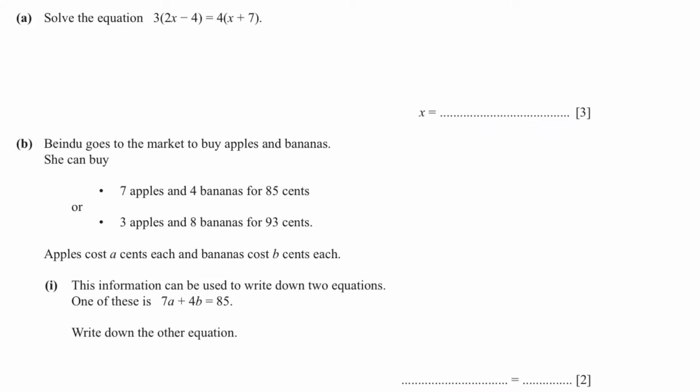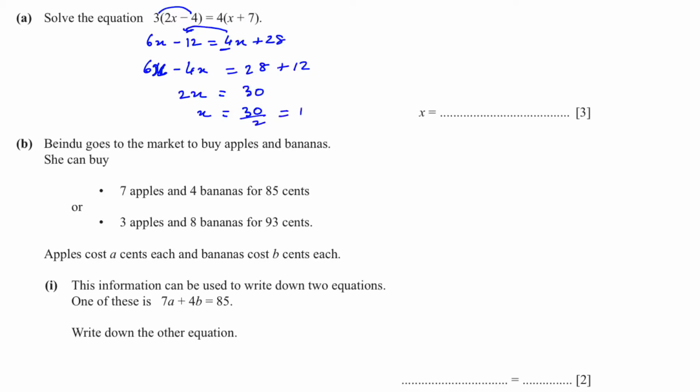Next question, part A, solve the equation. We have to expand the bracket first. So 3 multiplied by 2x will give you 6x. And 3 multiplied by negative 4 is negative 12. 4 multiplied by x is 4x, plus 7 multiplied by 4, 28. We always move the like terms together. So the 4x will bring here. It's positive, so when you bring here, it will be negative. And the negative 12 when we bring to the other side will be positive. So 2x is equal to 30. x is equal to 30 divided by 2, which is 15.